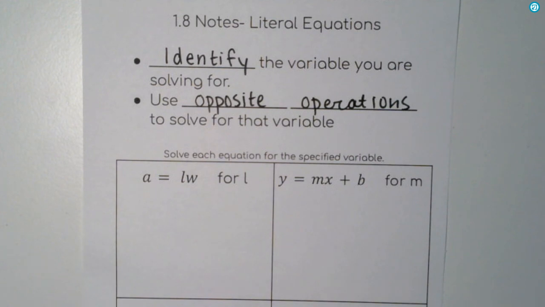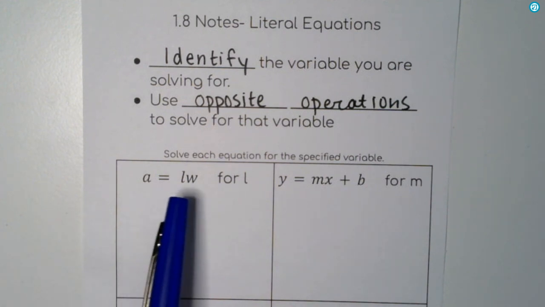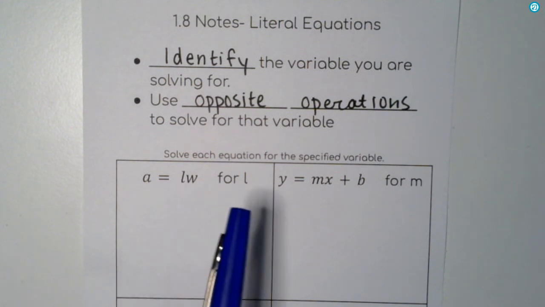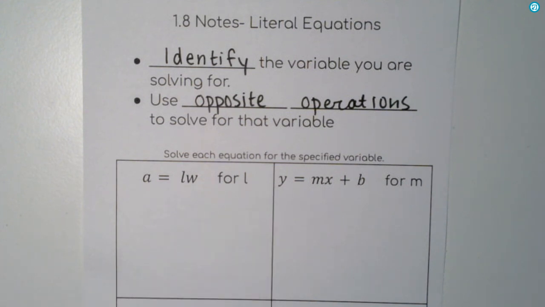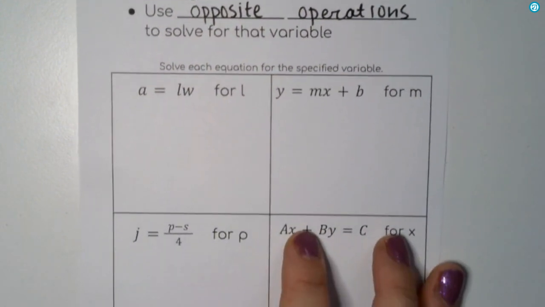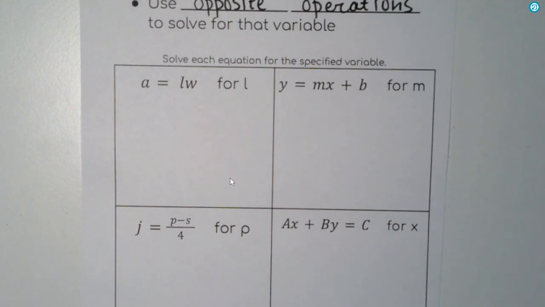So, what we have is area equals length times width. So A equals LW, solving for L. What we mean by for L is that we want to get L by itself. So if we want to get L by itself, we have to use opposite operations to get rid of everything else. So if we look at this problem, we've got A equals LW.